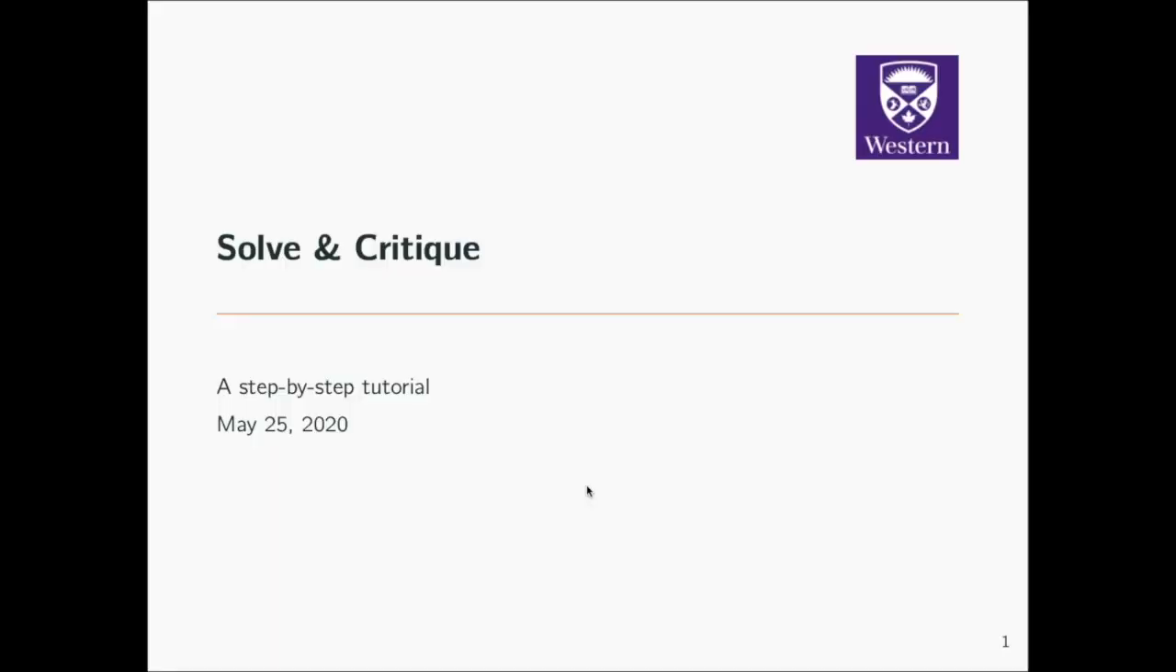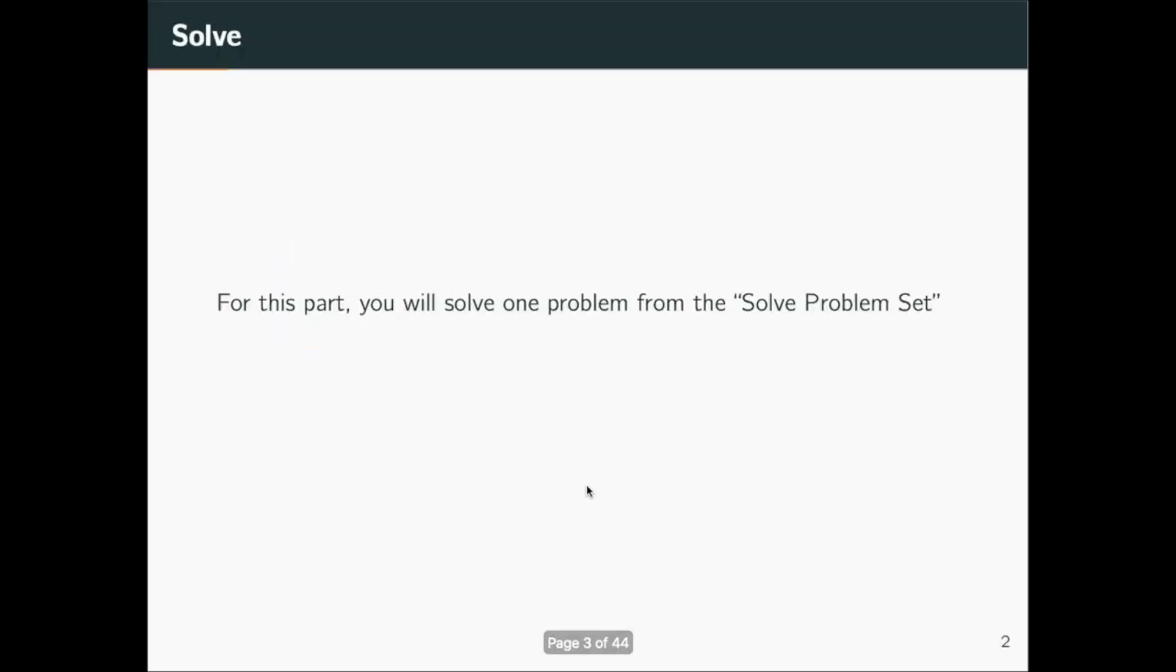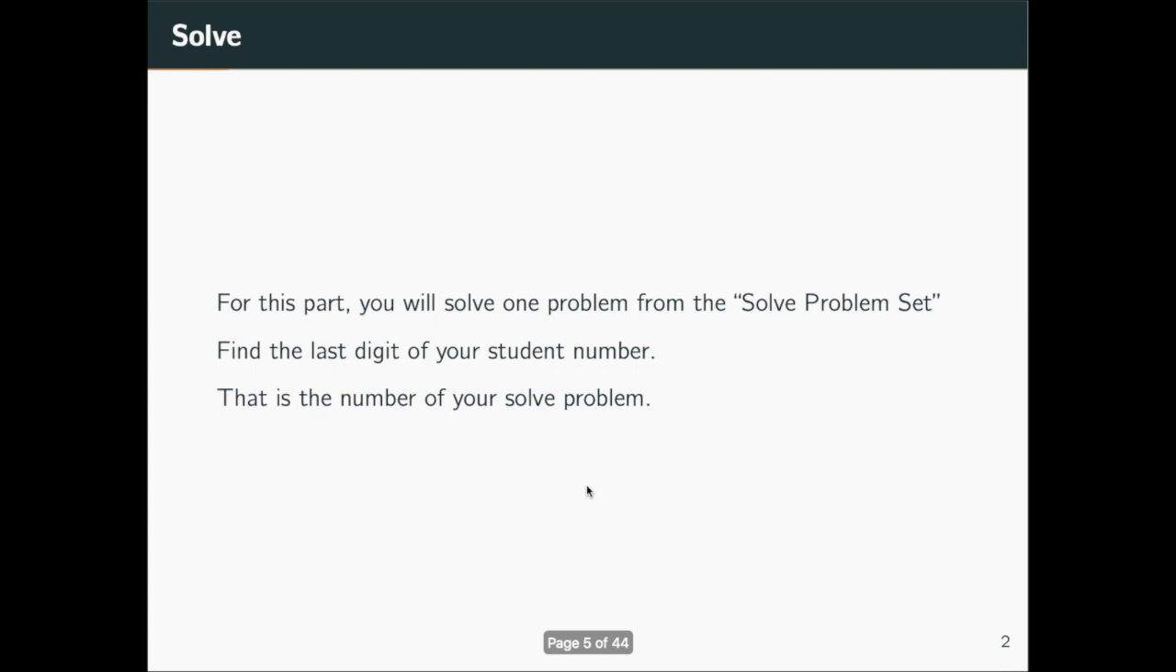In this video, you will learn how to complete your solve and critique projects. These projects consist of two parts, solve and critique. For the solve portion, you will have to solve one problem from the solve problem set posted on the project description page on OWL. To determine which problem you will complete, the number of the problem corresponds to the last digit of your student number.